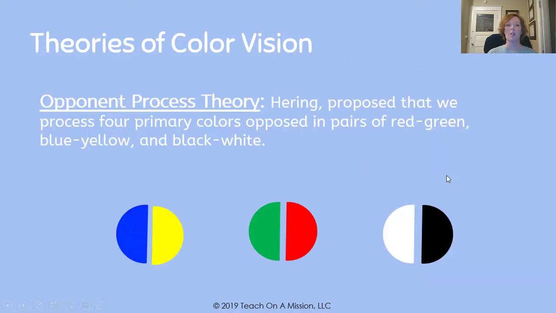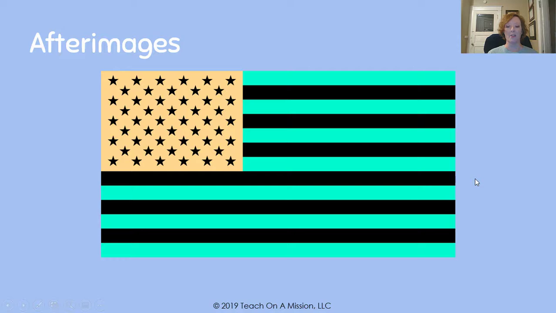All right, so the other theory of color vision that you need to know is called the opponent process theory. Hering, back in the 1800s, proposed that we process 4 primary colors that are opposed in pairs: red-green, blue-yellow, and then black and white. And one of the ways that this theory is proven is in afterimages.